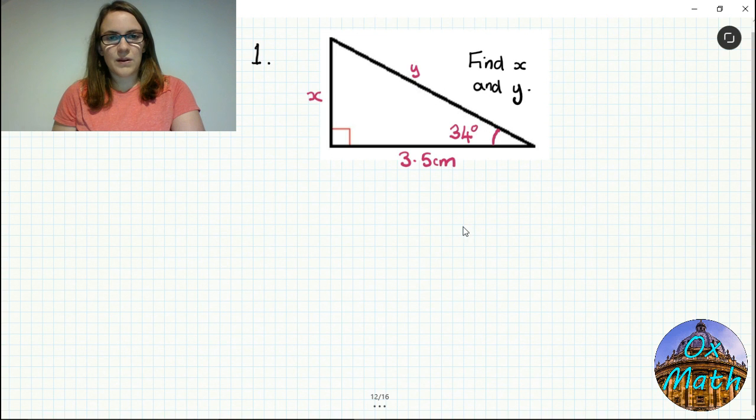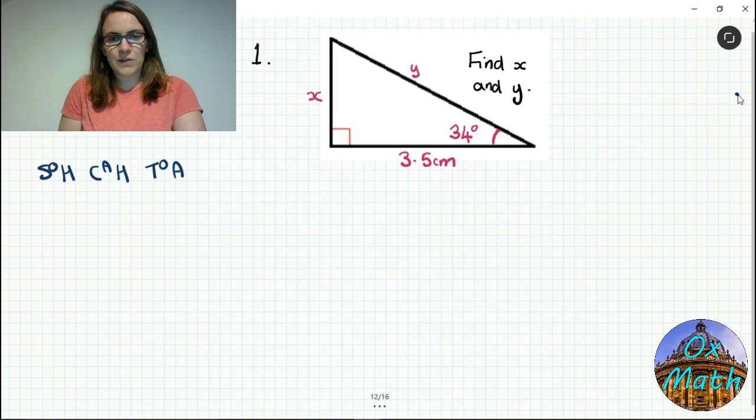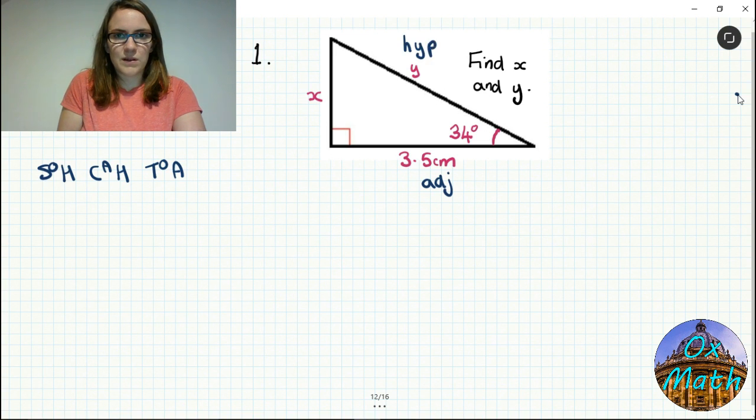So let's have a look at a question where we are given the angle of a right angle triangle and one of the sides, and we need to find the other two sides. So how can we use SOHCAHTOA to find this? So I would start by writing SOHCAHTOA if you aren't used to it and can't remember your three ratios, and labelling the three sides of your triangle. So the 3.5 centimetres is the side that is adjacent to our angle, so that is the adjacent. The hypotenuse is always the longest side opposite the right angle, and the opposite is the side that is opposite the angle that we know, but obviously not the right angle.